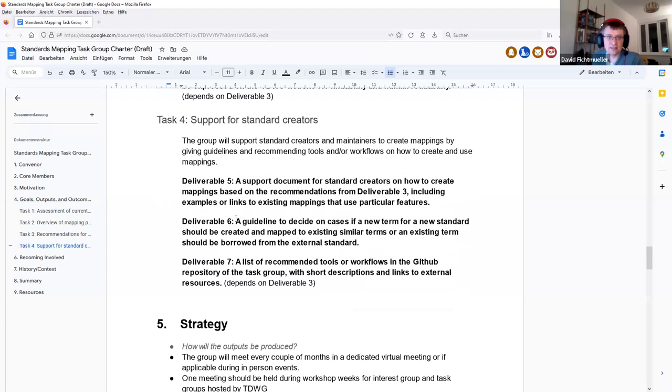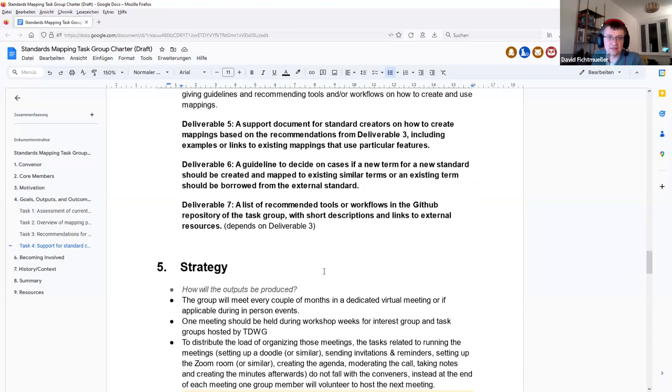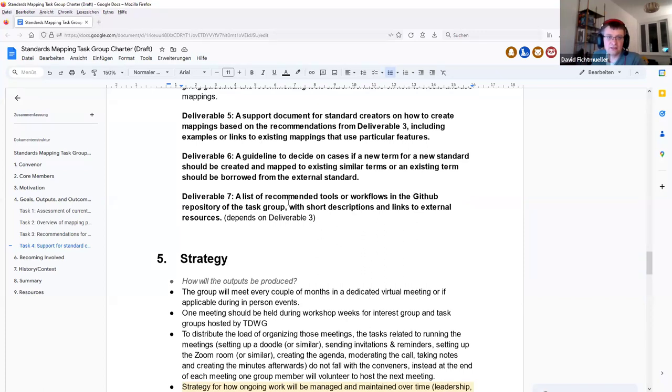Then deliverable six, and this is a task that was given to us from the Technical Architecture Group that has been on their list also prior to the formation of this group, but because it fits so well within the topic here, we said we will take this on, even though it's not a high priority. A guideline to decide in cases if a new term for a new standard should be created, and mapped to existing similar terms, or an existing term should be borrowed from the external standard. And then lastly, a list of recommended tools or workflows in the GitHub repository of the task group with short descriptions and links to external resources.